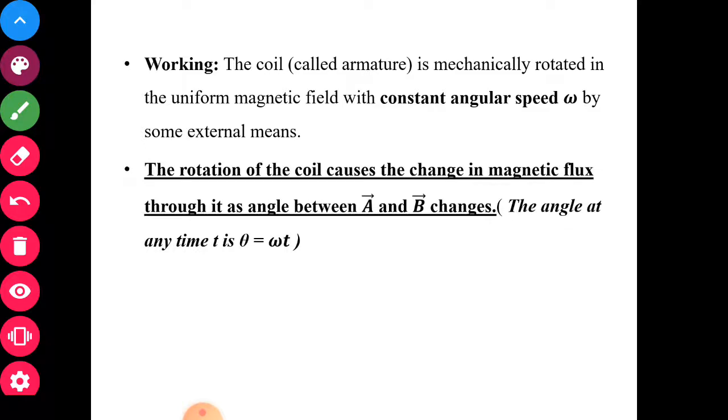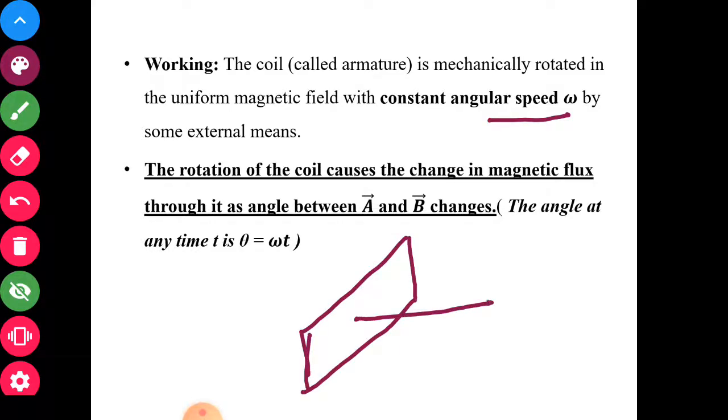Okay. The rotation of the coil causes a change in magnetic flux. So magnetic flux changes through the coil, as the angle between A and B continuously changes. Where A is the area vector and B is the magnetic field. Say for example, initially you have kept the coil in this way. So area vector and magnetic field both were in the same direction. So angle theta was 0. This is for simplicity we are taking.